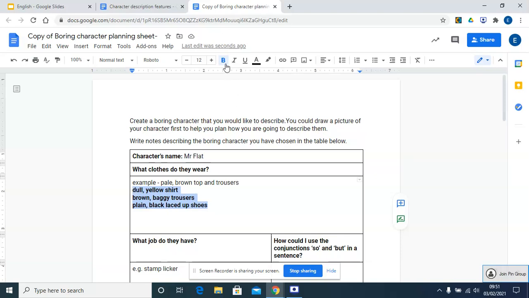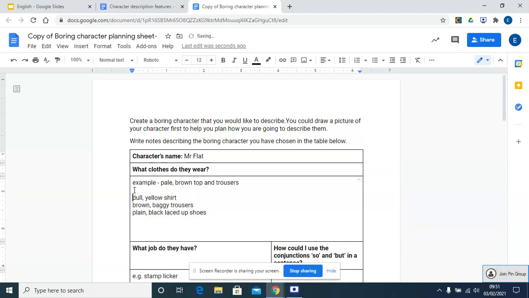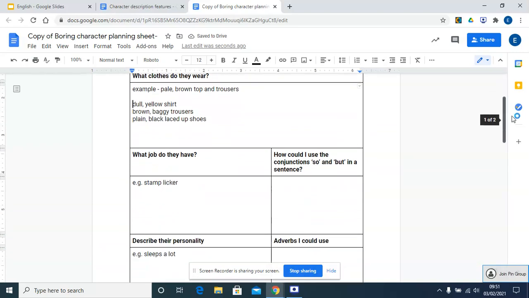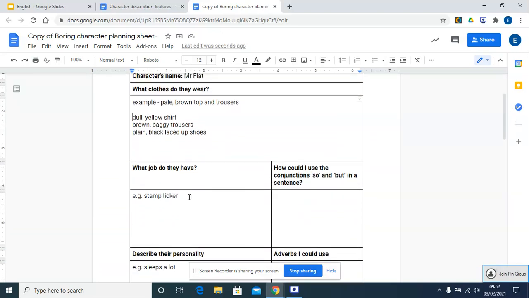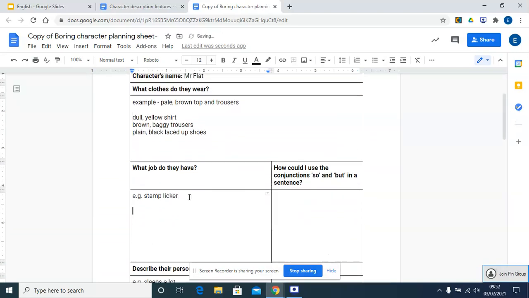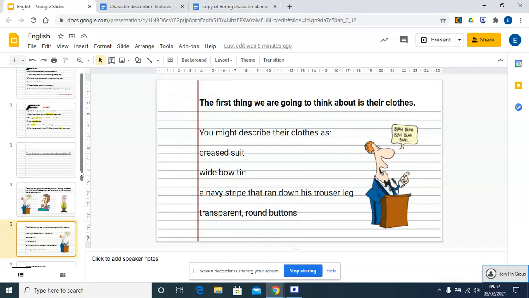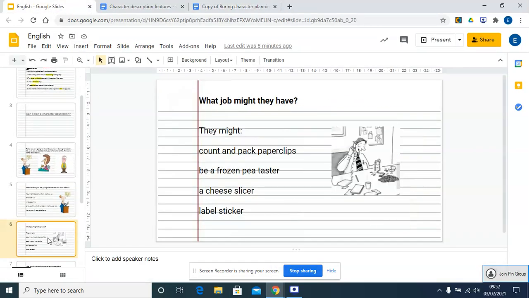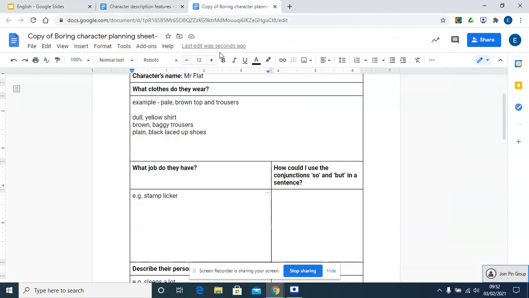Okay, so there we go. There's some notes, and I've got my adjectives in there to make sure I'm describing what they wear. You might just want to leave a gap there so you can see the difference between your ideas and the answers. So then you need to think about what job do they have, okay? So obviously you know that this character is going to be boring. So if you're stuck for ideas again, just simply have a look onto the next slide, and there are some ideas there, but if you can think of your own, that's great.